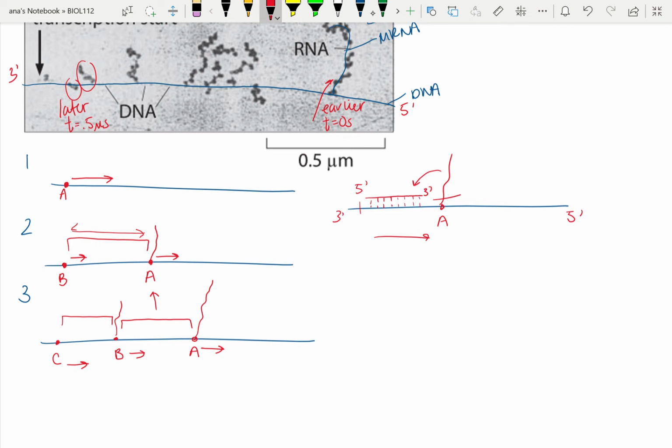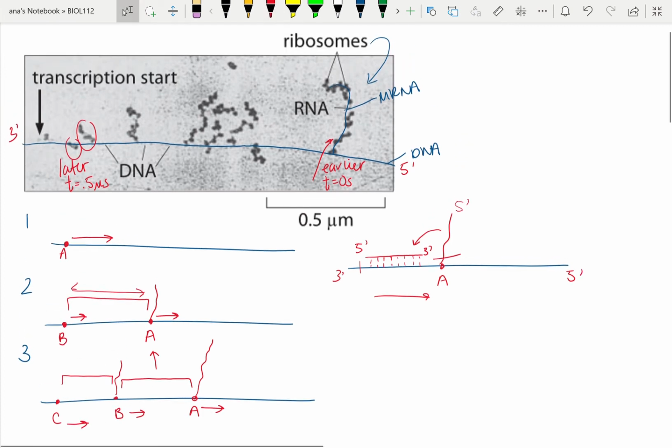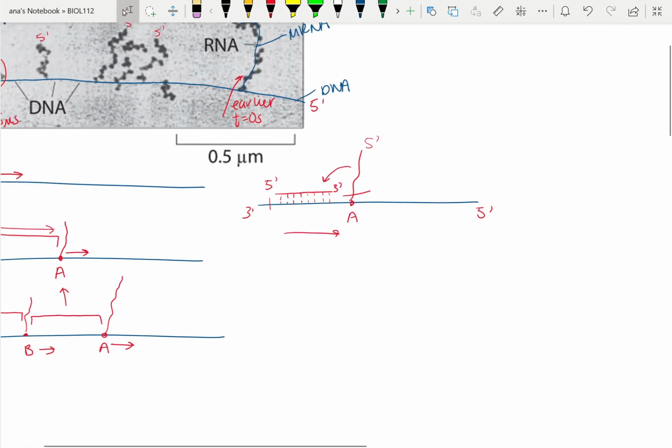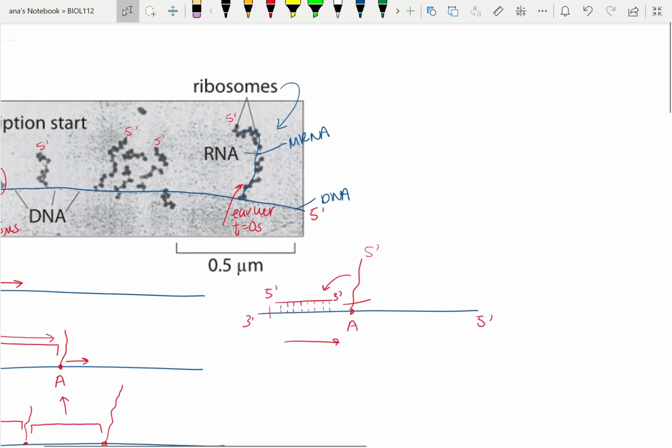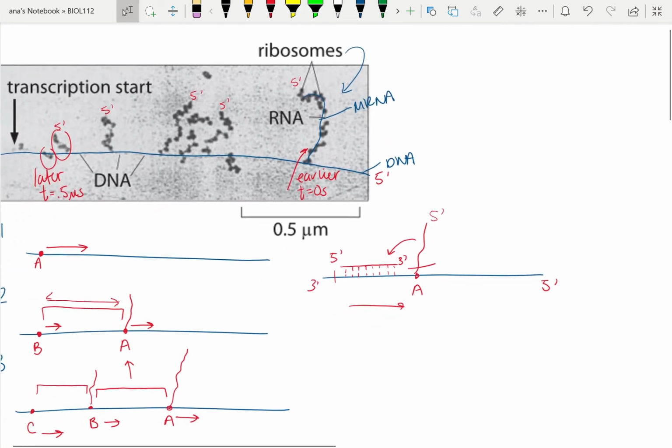So I know that the end sticking out is the 5' end because it was complementary to the 3' end, right? The first base that was transcribed corresponded to this 3' end. So I know that the 5' end has to be sticking out. So all of these are the 5' ends. I don't know exactly where the ends are, but this is just to get a rough idea. And then if we look further, we can zoom in, if it'll let me.